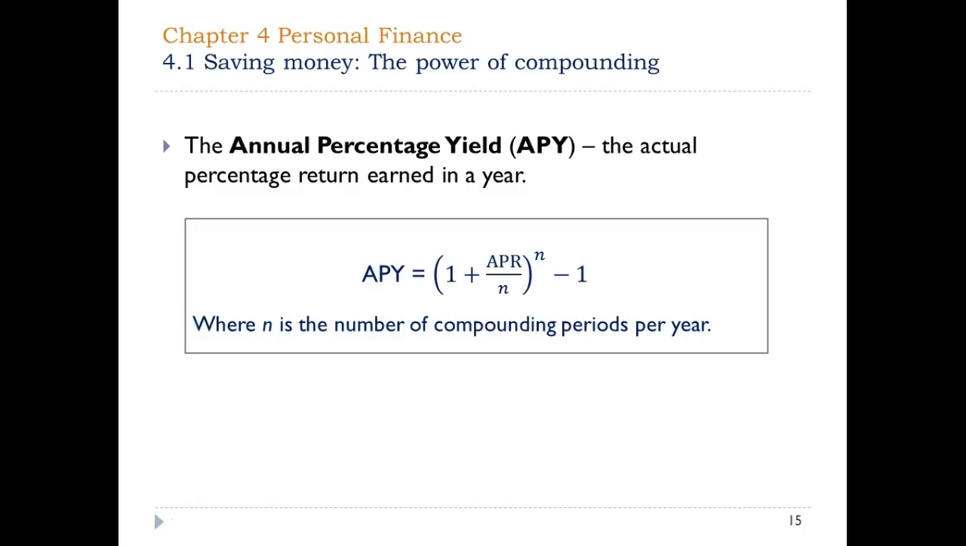Annual percentage yield, the actual percentage return earned in a year. APY is equal to 1 plus APR divided by n, to the power of n, minus 1, where n is the number of compounding periods per year.